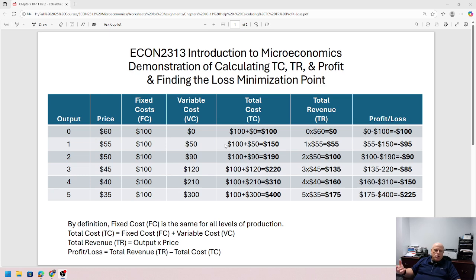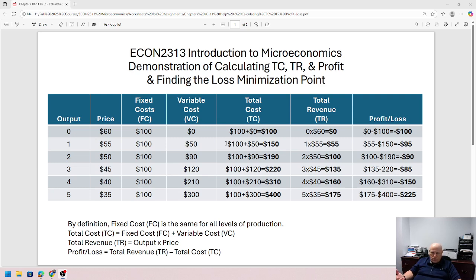So to calculate total cost is just your fixed cost of $100 plus your variable cost of $0, which would be a value of $100 total cost. Now, you do that the same way all the way down. It's just your fixed cost column plus your variable cost column all the way down through all the levels of output.